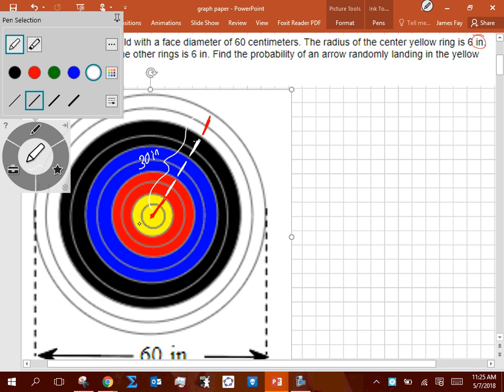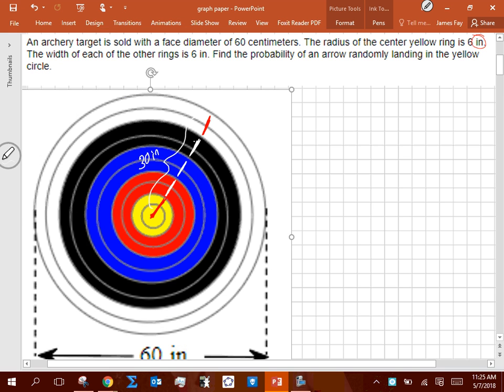30 inches, which corroborates the idea that this should not say centimeters, it should say inches, right here. I was doing that to make sure we have the understanding that it should not be centimeters, should be inches. It says the radius of the center yellow ring is 6 inches. So what will be the area of the yellow one then? If that distance there is 6, 36 pi.